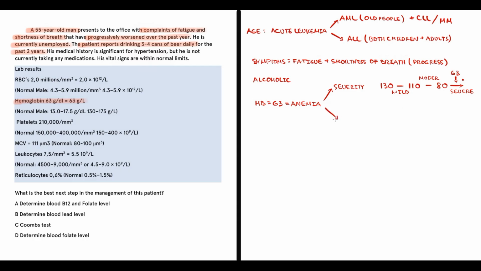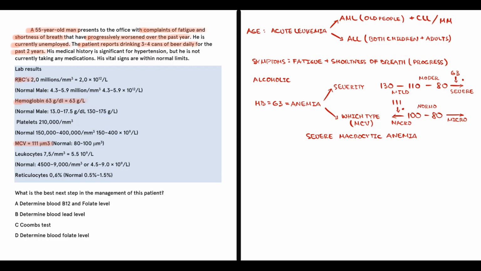The type of anemia we determine by the size of red blood cells. And to determine the size of red blood cells, we look at MCV. In case of MCV, we have to know two numbers. It's 100 and 80. Everything above 100 is macrocytic, between 100 and 80 normocytic, and lower than 80 is microcytic. In this case, MCV is 111, which is macrocytic anemia. So, in this case, the patient has severe macrocytic anemia. Everything else in his blood analysis is normal.